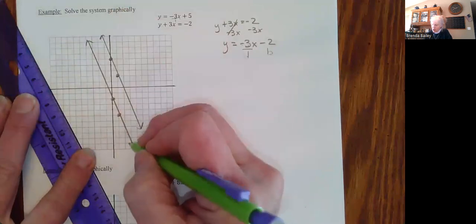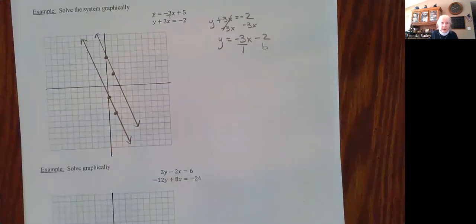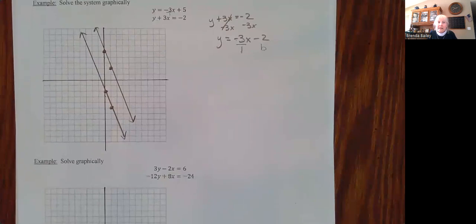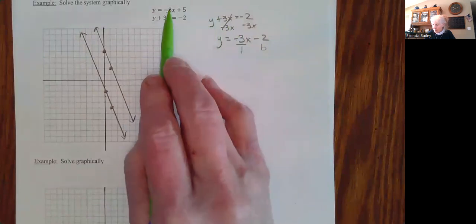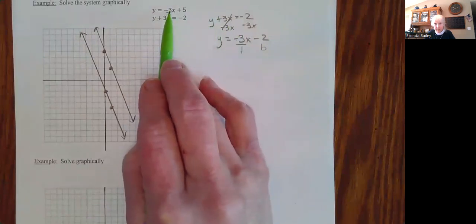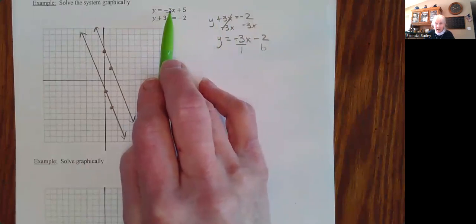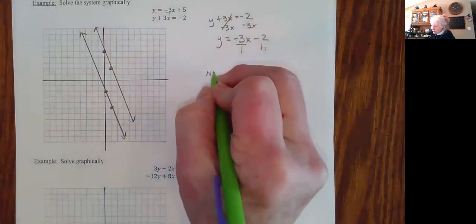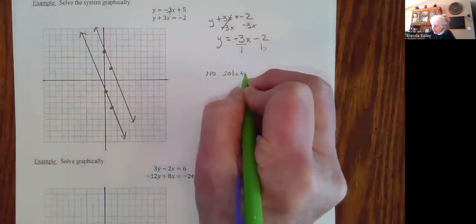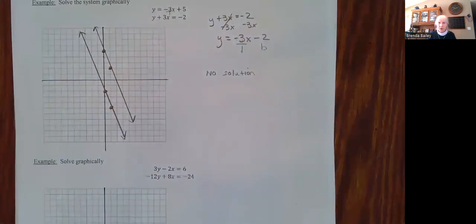Okay. Well, where do they intersect? Well, these lines are parallel, and parallel lines do not intersect. We could have seen that by looking: we have a slope of -3, and our first one had a slope of -3. So whenever their slopes match, we know that they will be parallel lines. And if they're parallel lines, there's no solution.